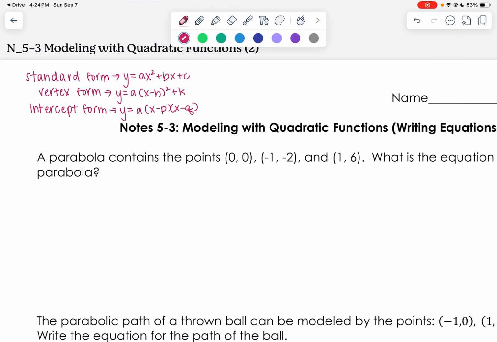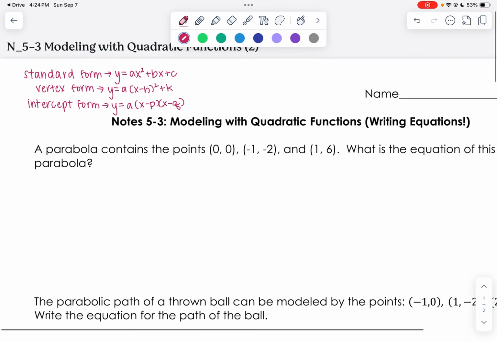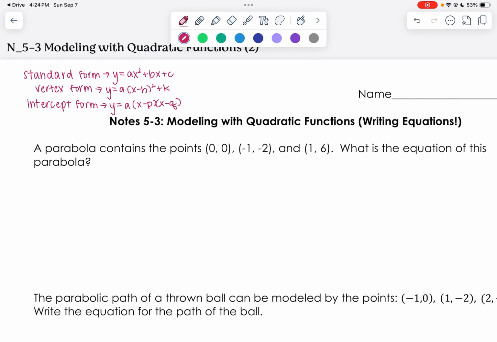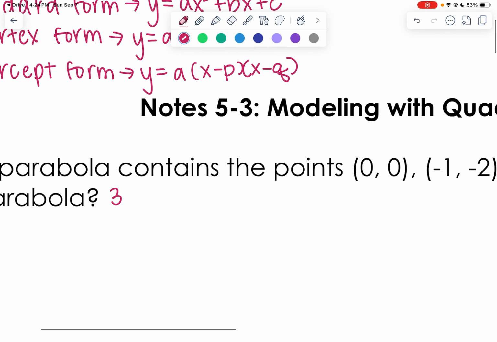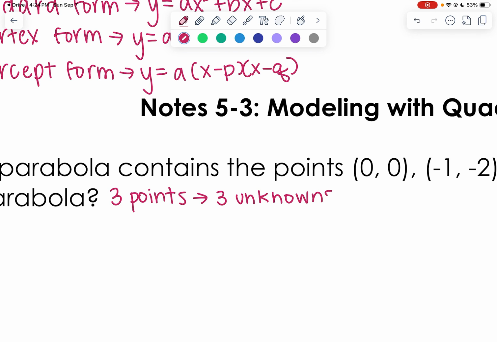So this first one says that you have a parabola containing these 3 points. What's the equation of this parabola? I don't know if any of them are the vertex or the intercept, but I do know that I have 3 points. I have 3 unknowns. I don't know what a is. I don't know the vertex. I got a lot of unknowns, okay? So this is going to create a 3 by 3 system. So we're going back to 3 by 3s, okay?